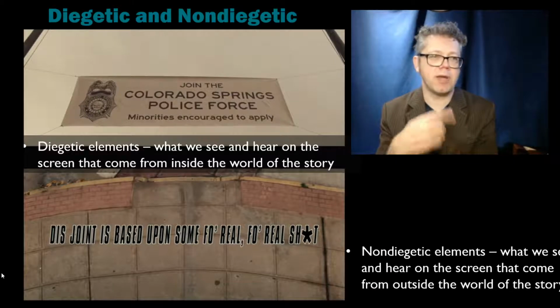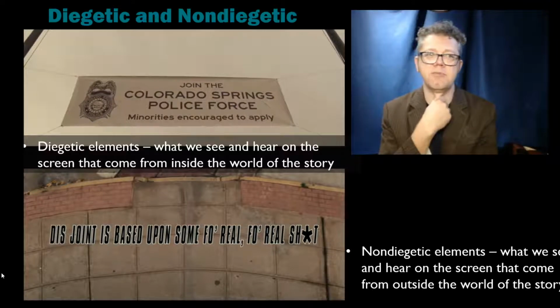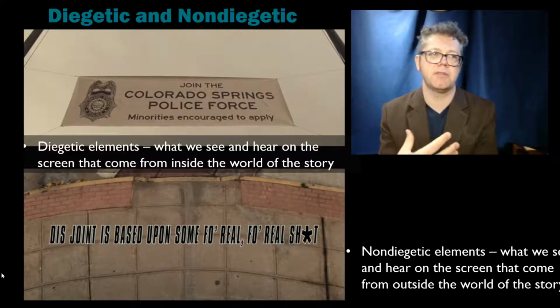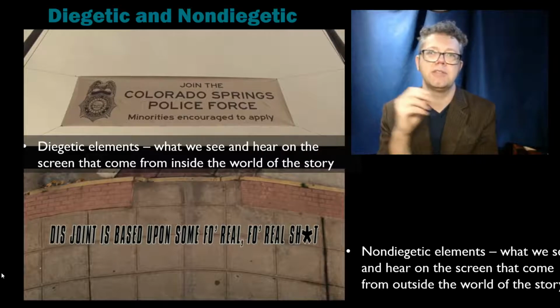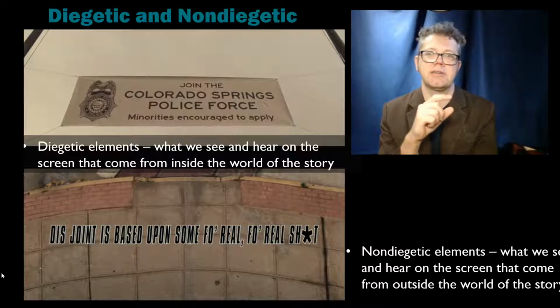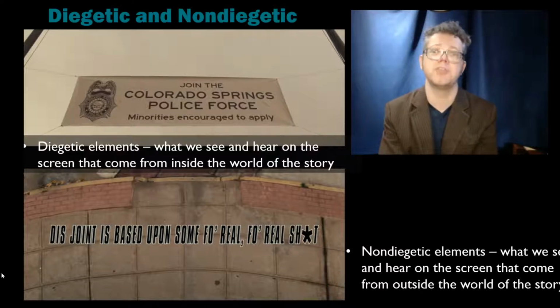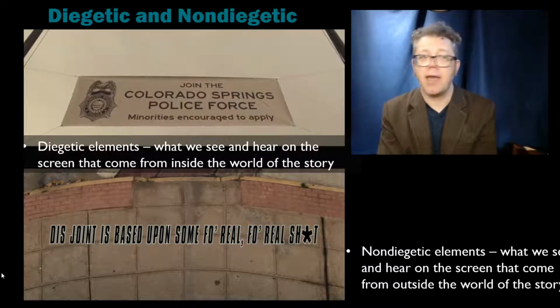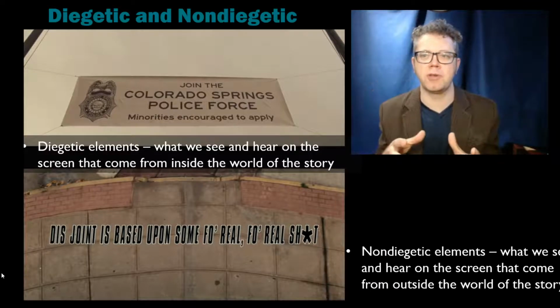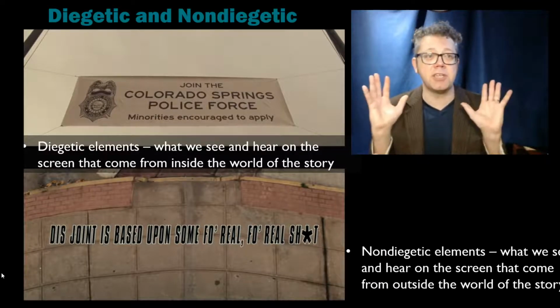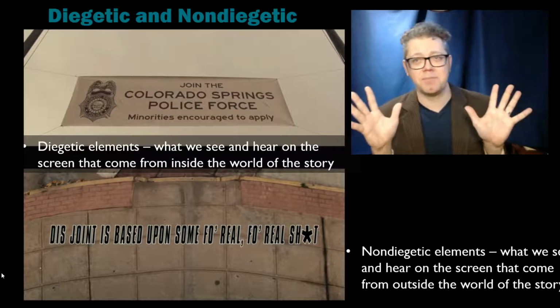And around the same time in the film, the movie delivers a non-diegetic element that is analogous to the sign that says join the Colorado Springs Police Force. It's a non-diegetic banner, if you will, that says this joint is based upon some for real shit. That's not in the original script. And we know it's non-diegetic. At least in this film, we know that Ron couldn't jump up in the air and grab those. We know that he doesn't look in the sky and see them.